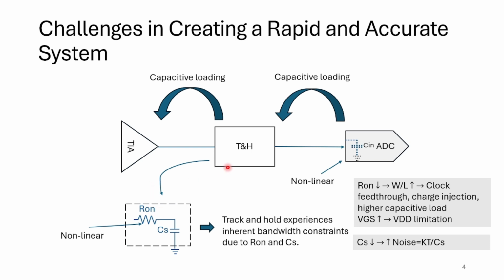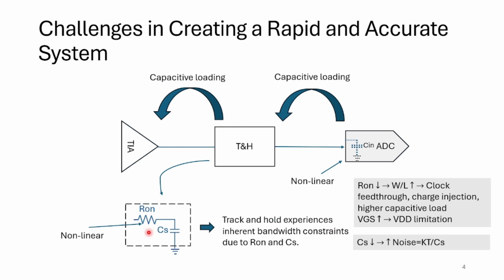Here you can see that I modeled the track and hold with R-on and CS. Beside the loading problem, there is an inherent problem of the bandwidth for the track and hold. For example, R-on and CS should be small to have a smaller time constant. If you reduce the CS, or sampling capacitor, you increase the noise on it because of this equation.